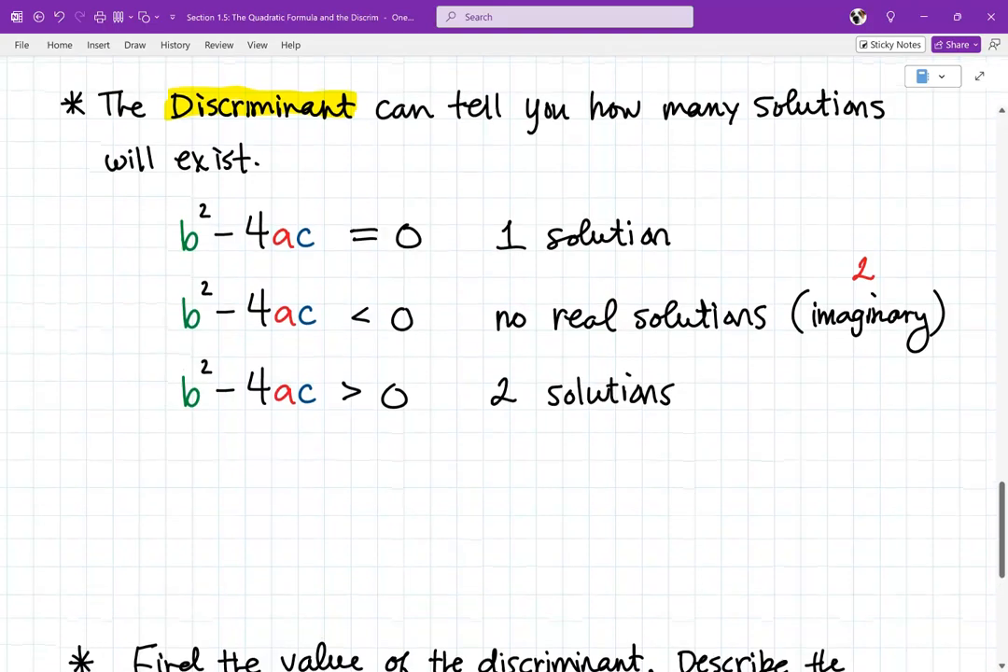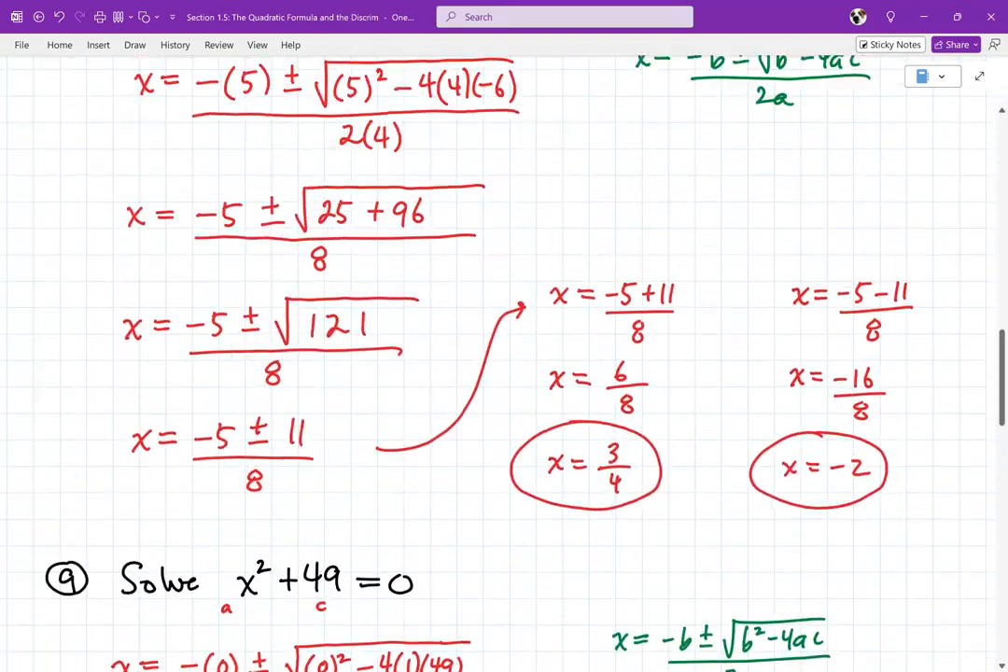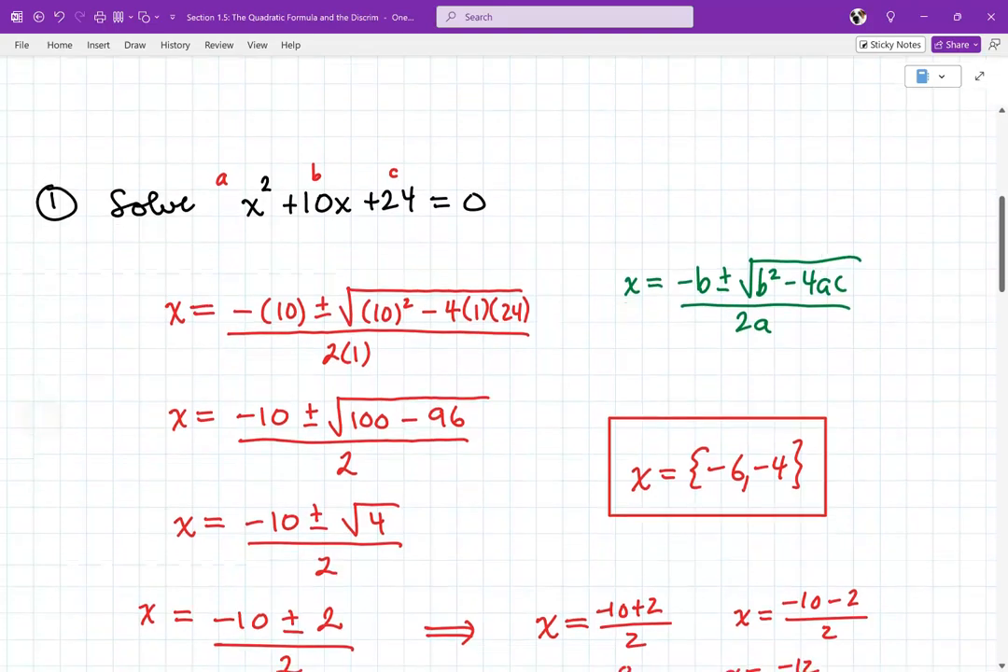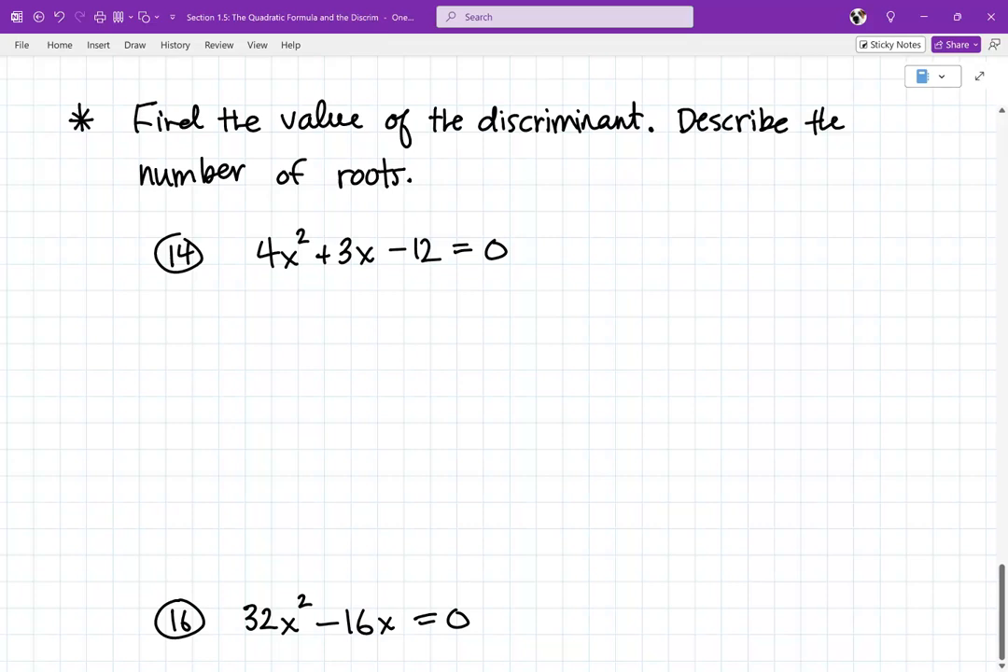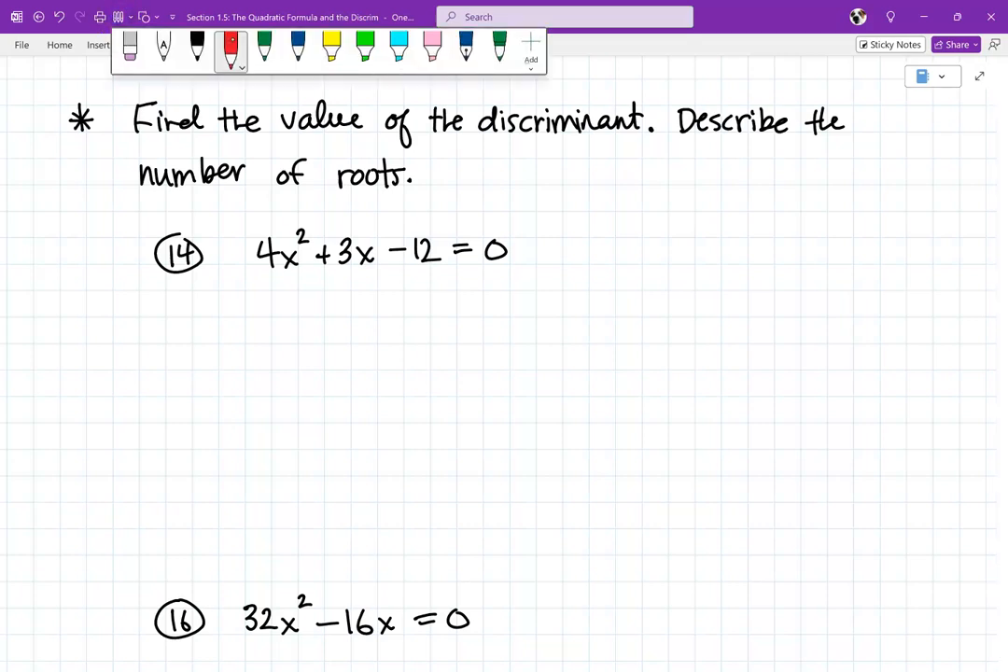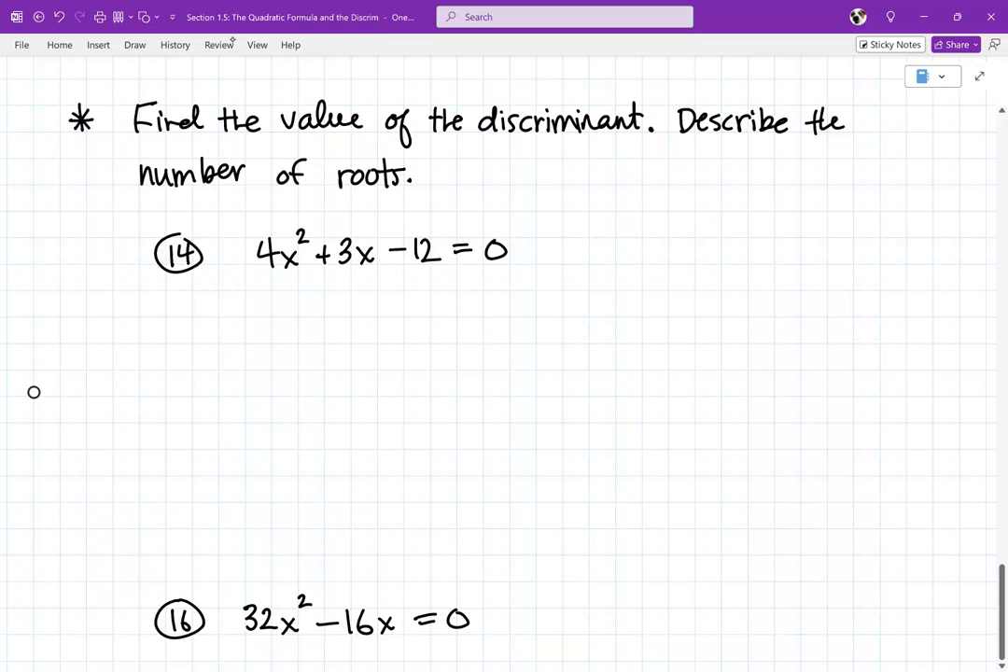By the way, notice these have all been homework problems, right? Like this was number 9. This one was number 5. This one was number 1. All of these are going to be homework problems. So here's number 14 and 16. Find the value of the discriminant. Describe the number of roots. So I'm just saying you're going to get b squared minus 4ac, and you're going to tell me what number pops up from that answer. And then whatever the number is, you're going to tell me, does that mean that there's no answers, 1 answer, or 2 answers? Okay? Now remember, here's my ABC right here, A, B, C.